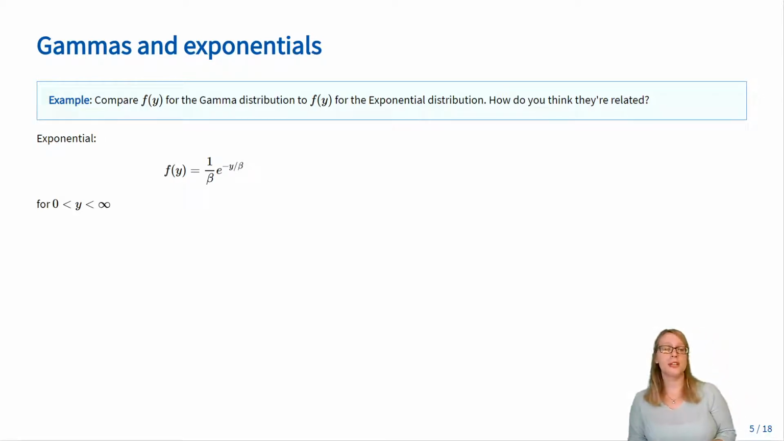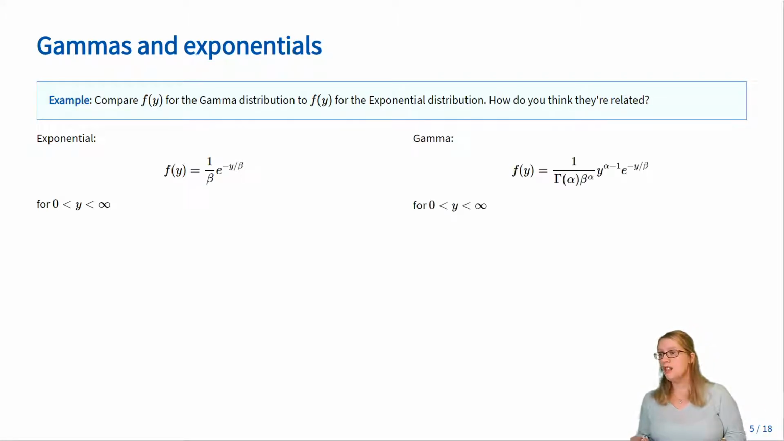So here's the exponential PDF. The exponential distribution is 1 over beta times e to the negative y over beta. The gamma distribution looks like this. The gamma distribution is 1 over the gamma function evaluated at alpha times beta raised to the alpha times y to the alpha minus 1 times e to the negative y over beta. So on first glance, the gamma function is quite a bit more complicated.